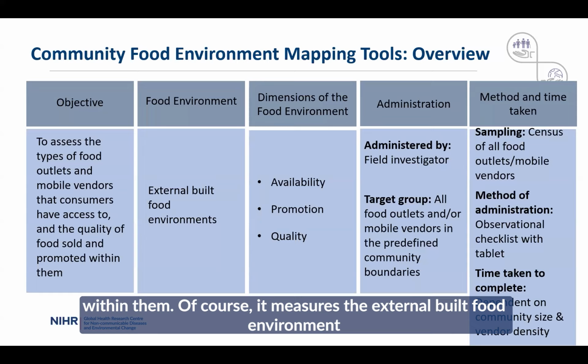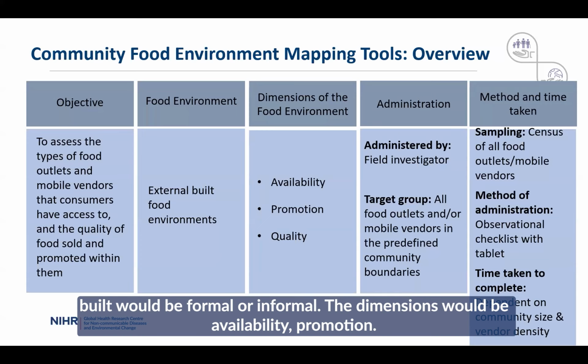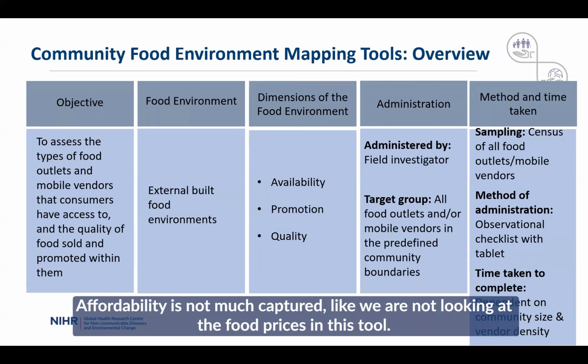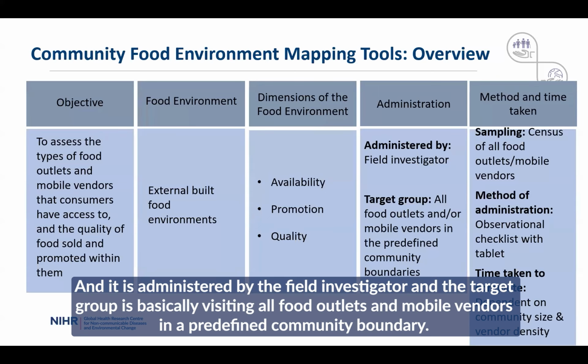Of course, it measures the external built food environment. Built could be formal or informal. The dimensions would be availability, promotion, quality, and also affordability. Affordability is not much captured, as we are not looking at the food prices in this tool. And it is administered by the field investigator. The target group is basically visiting all food outlets and mobile vendors in a predefined community boundary.